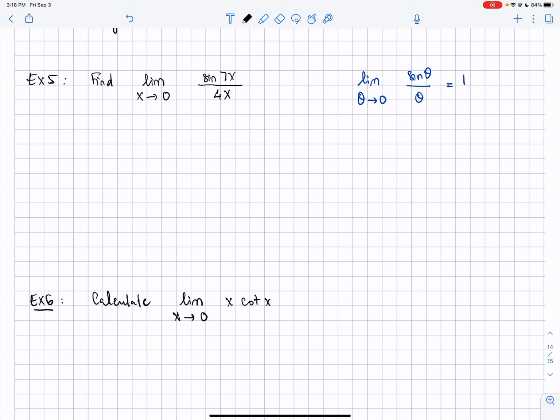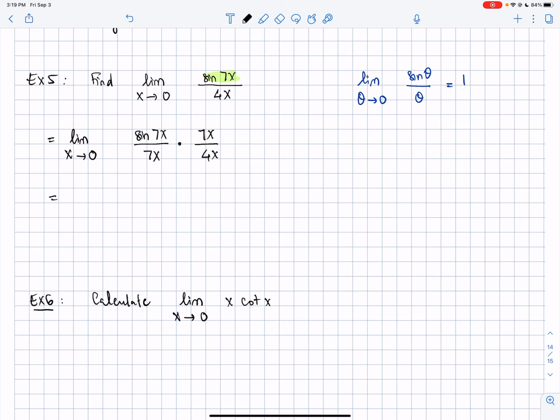Okay, then we have number 5. We want to find the limit as x approaches 0. Now let's fix this. We already have 7x inside the sine, sine of 7x, so we need to have a 7x in the bottom. So what I'm going to do is sine of 7x over 7x, multiplied by 7x. So the 7x will cancel out for me, and in the bottom we have 4x. So this goes back to the original problem. We did not really change the result of the original problem.